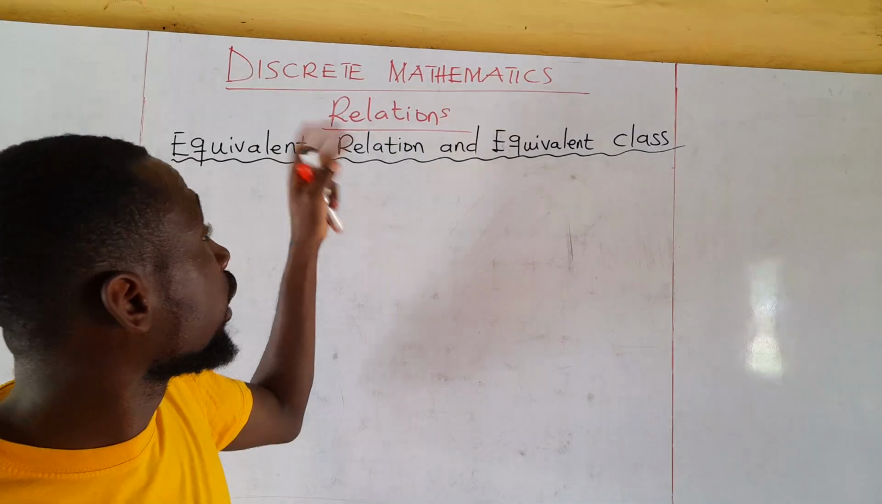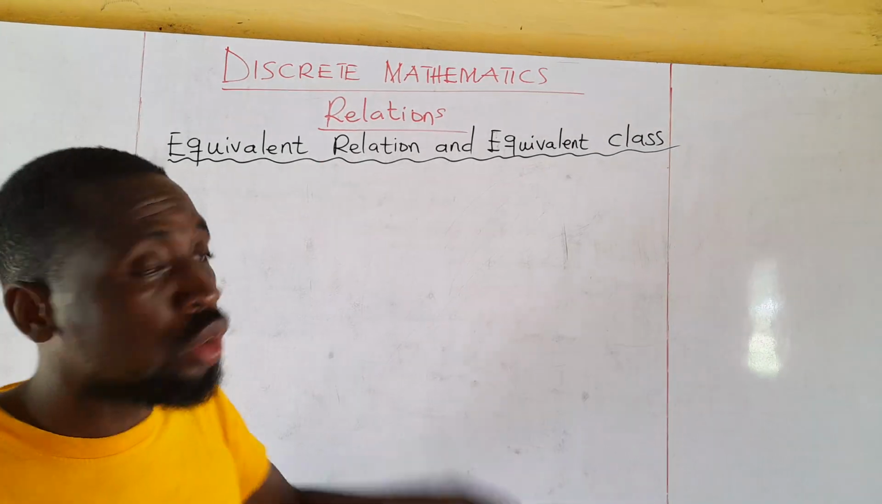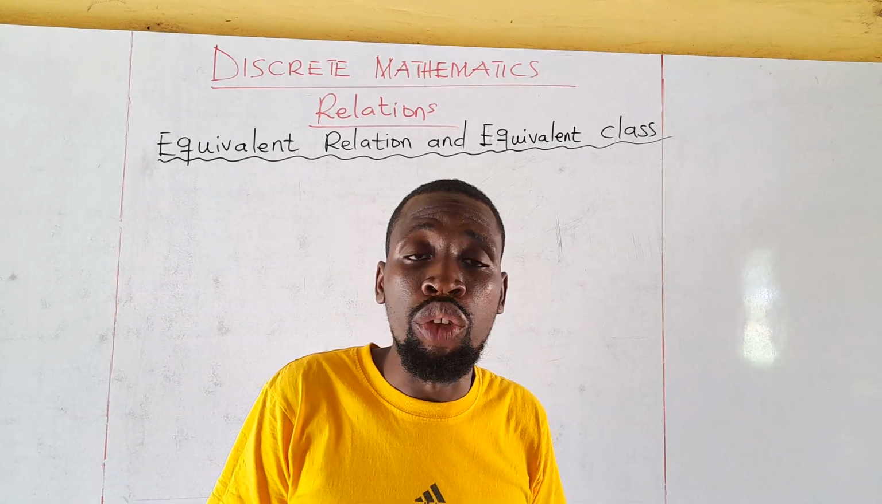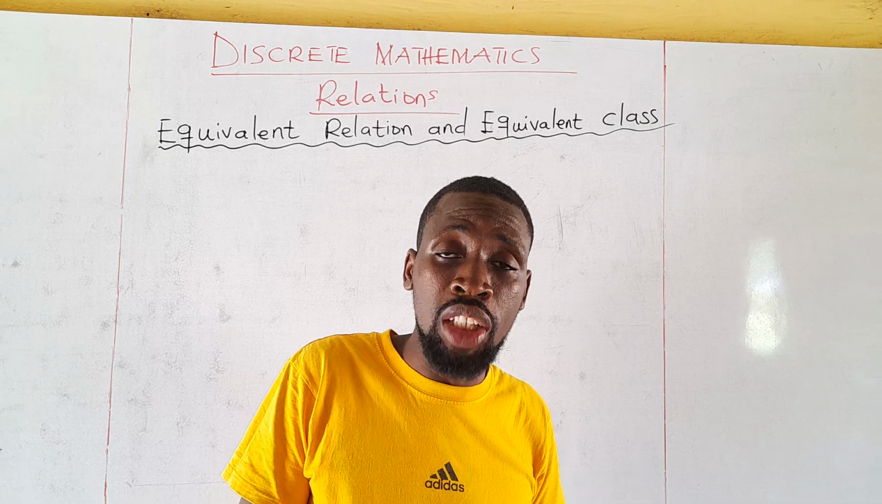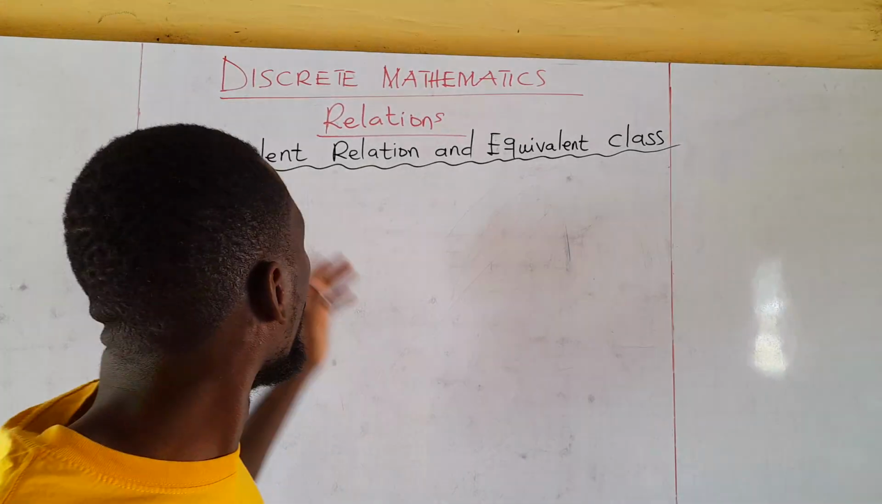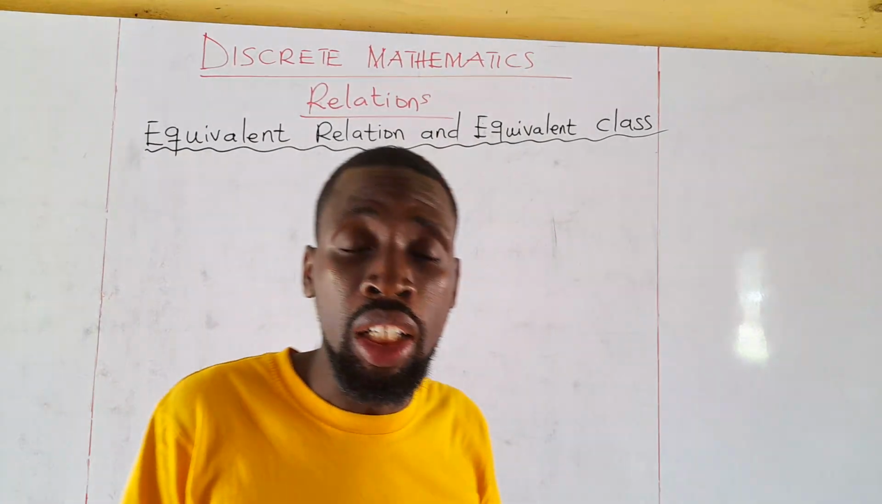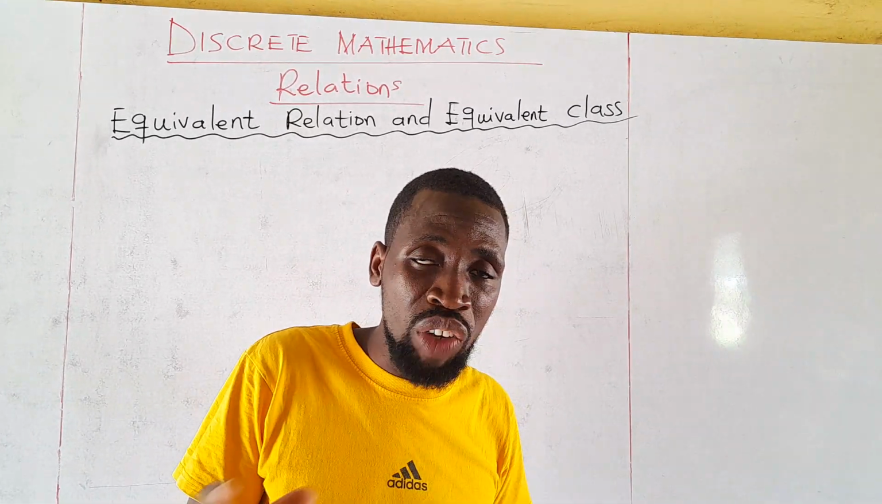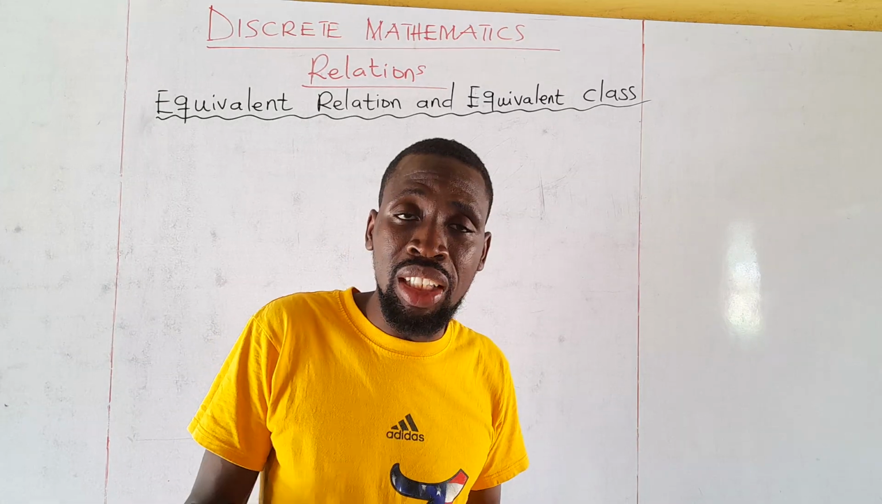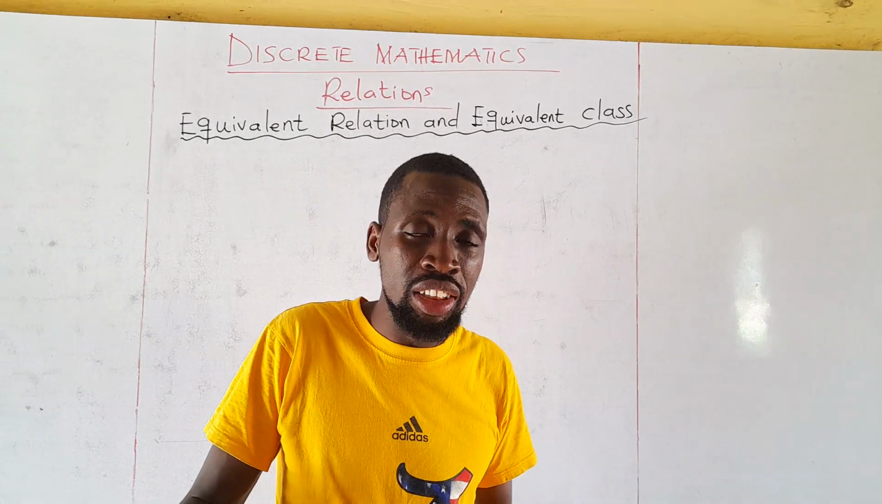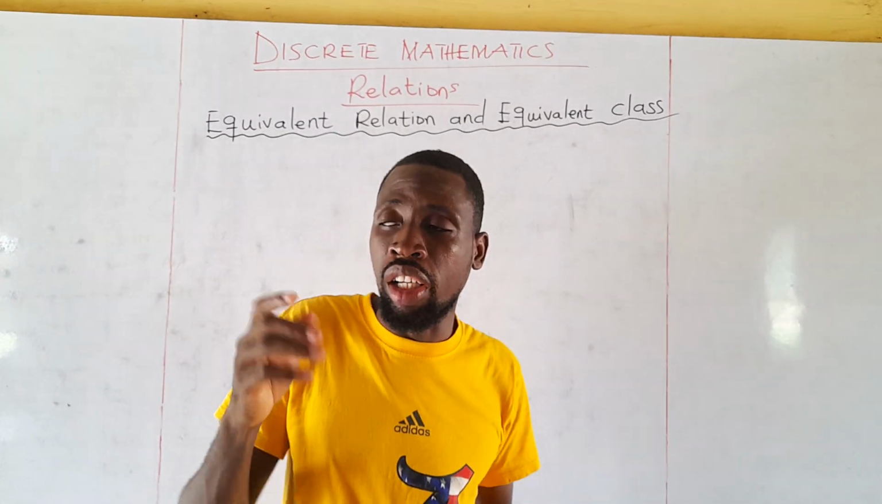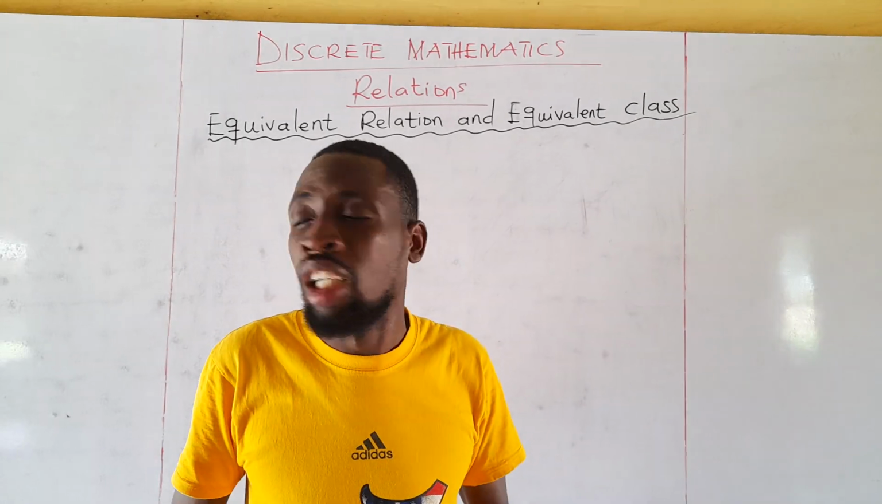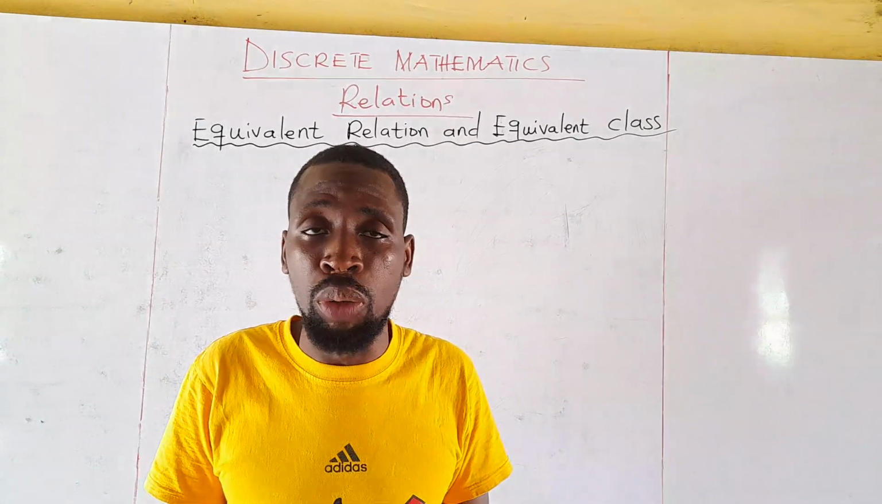We'll be discussing discrete mathematics today, and our attention will be on relation. Before the video ends, we'll look at a very important property of relation, which is equivalent relation and equivalent class. We'll look at what an equivalent class is, how to determine if a relation is an equivalent relation, and when a relation is an equivalent class. This will be a very interesting engagement, I promise you.